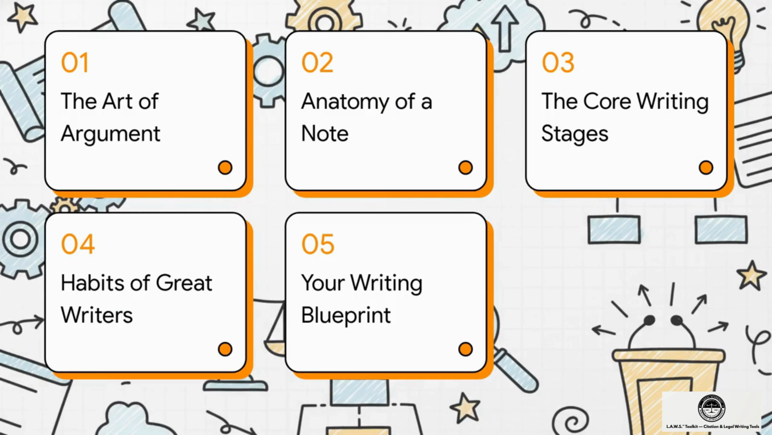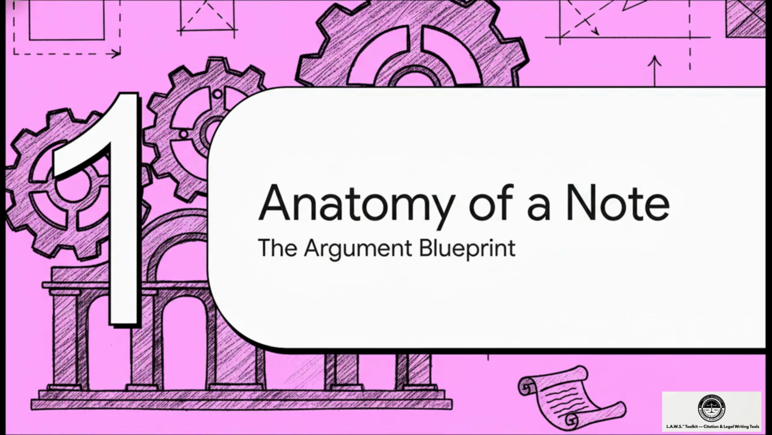Okay, here's our game plan. We're going to look at the anatomy of a perfect argument, walk through the core stages of writing it, talk about the habits that great writers use, and then wrap it all up with a blueprint you can take with you. Let's start with the core structure.